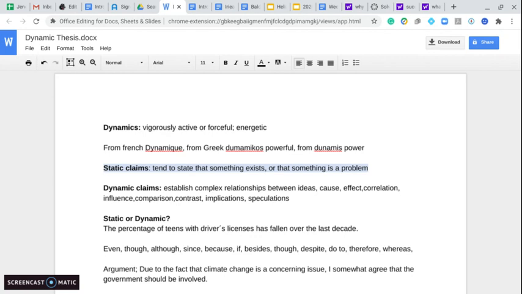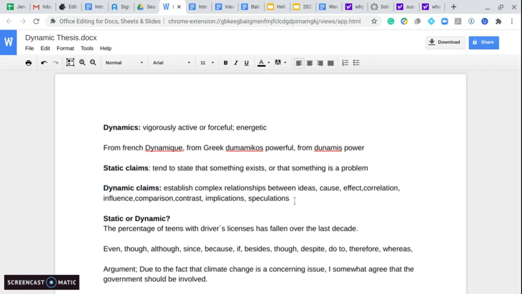Uses persuasive strategies. So now how do I take that and make it a dynamic claim? Okay, a dynamic claim will establish complex relationships between ideas. It might show cause and effect. It might show correlation, influence, comparison, contrast, implications, and speculations.